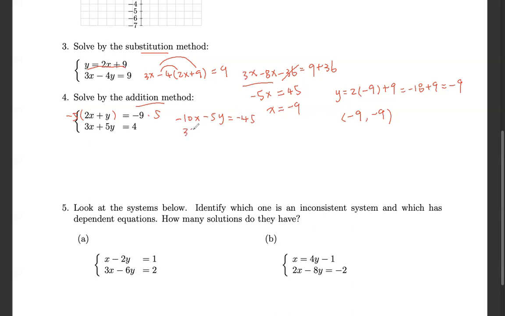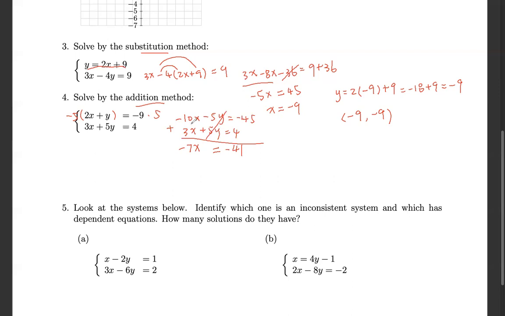Rewrite the second equation as 3x plus 5y equals 4. Now let's add those two equations. So -10x add 3x, -7x. -5y plus 5y becomes 0. That's how we eliminate the y term. -45 plus 4 is -41. Okay? -41. This is not such a good number, eh?